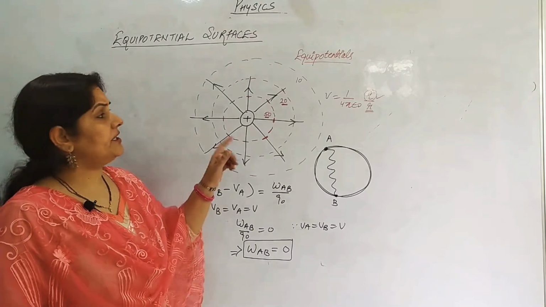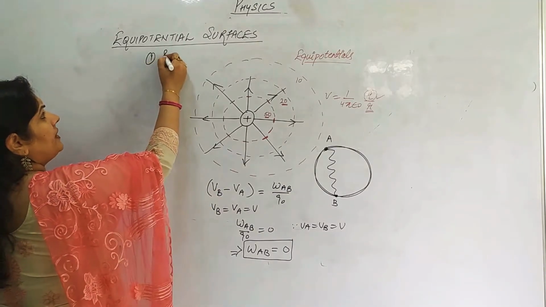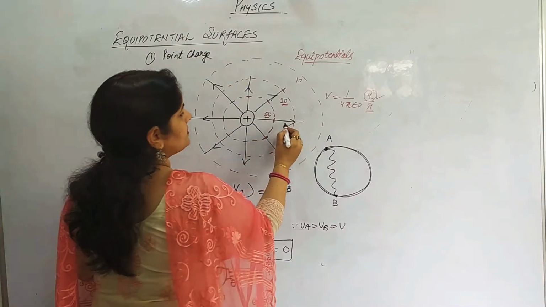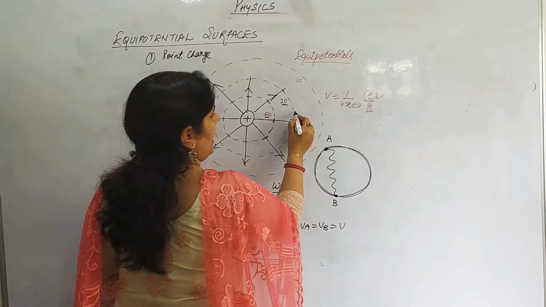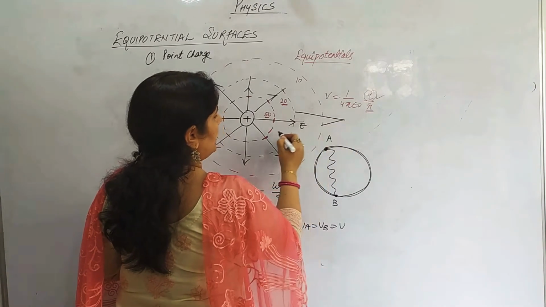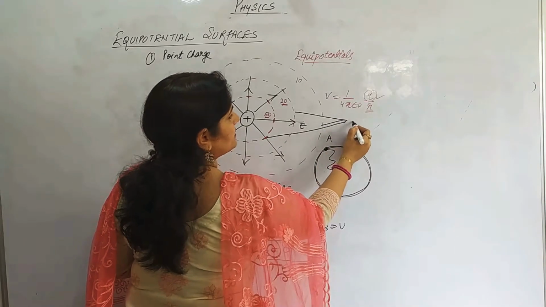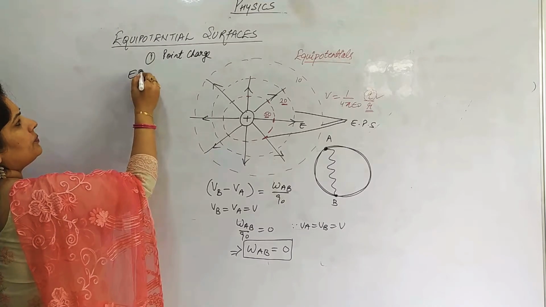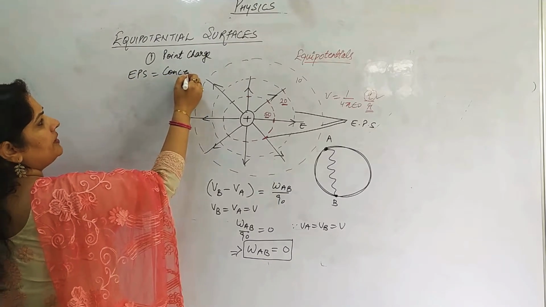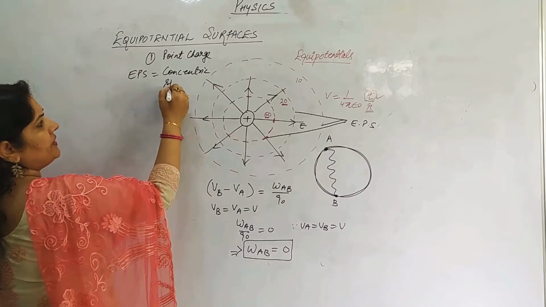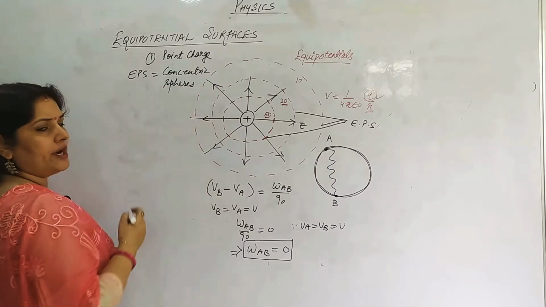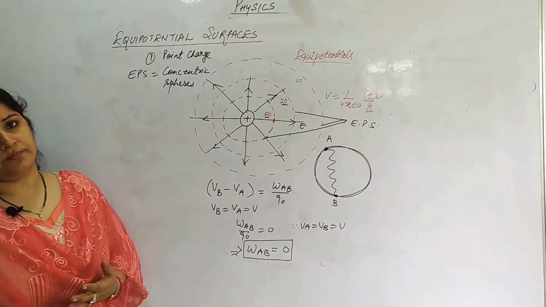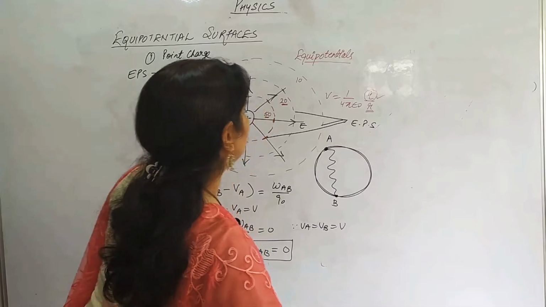So if we take a point charge, now these are the electric field lines and this dotted line as well as this, what are these? These are equipotential surfaces. What is the nature of equipotential surfaces? Equipotential surfaces in this case would be concentric spheres. For a point charge, these are concentric spheres, right? Proceeding to the next one.